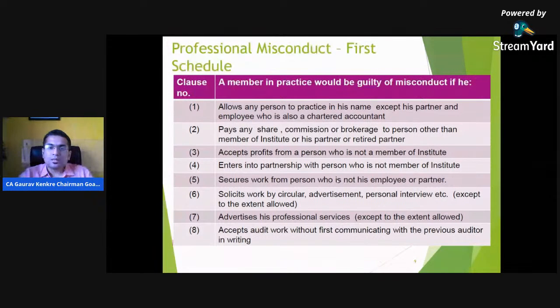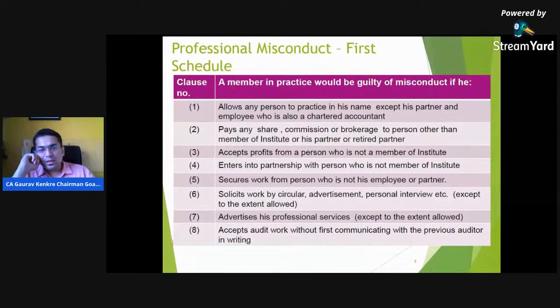So, if you start some kind of scheme that if some tax consultant who is not a CA brings you some clients, you will part with some of your fees, etc. These are completely unethical means of doing things. Accepts profits from a person who is not a member of the institute. So again, the reverse kind of a thing, that if you get into an arrangement with somebody that if you do some kind of help for him, he will share some profits with you, etc. This is completely against the ethics of practice.